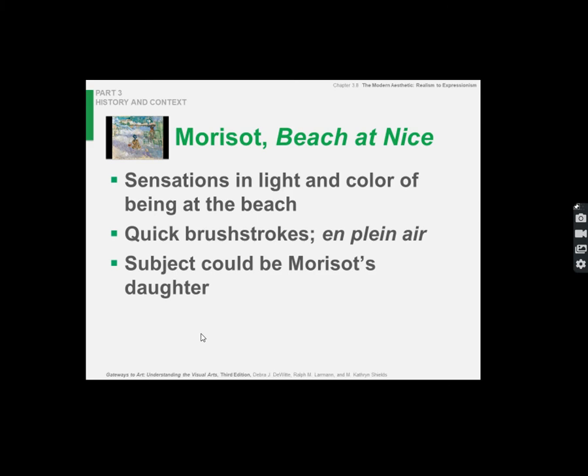And the two women, Berta Morisot and Mary Cassatt, did like to paint mothers and daughters. They would have their children with them a lot of times, so they made them their subjects.